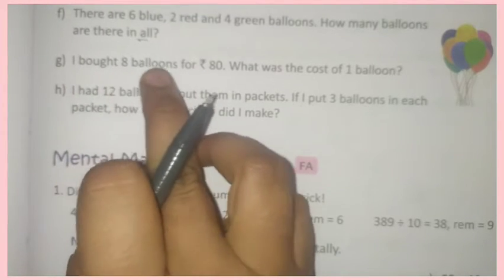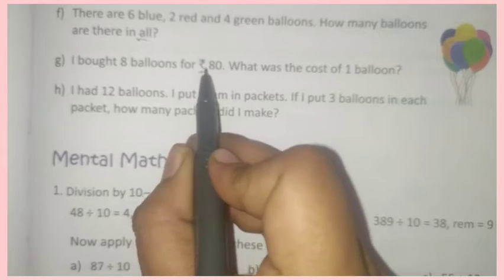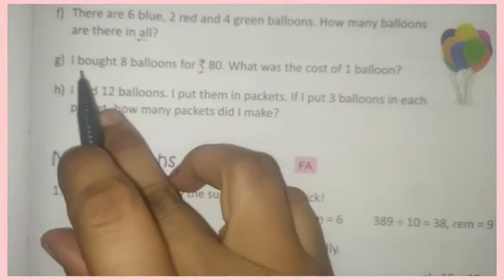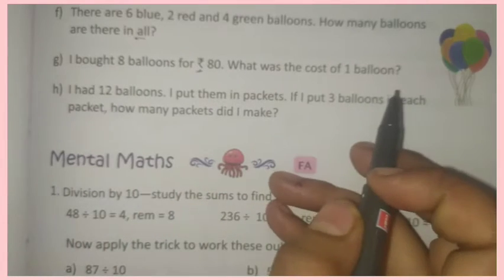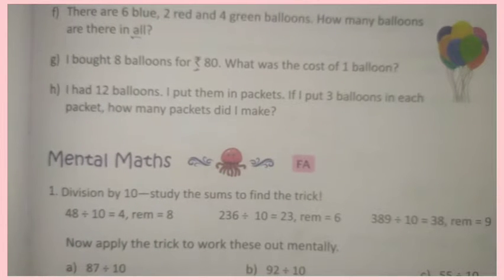Now look at G question. I bought 8 balloons for 80 rupees. This is the rupee symbol. Okay. What was the cost of one balloon? I bought 8 balloons for 80 rupees, and what was the cost of one balloon? Okay.